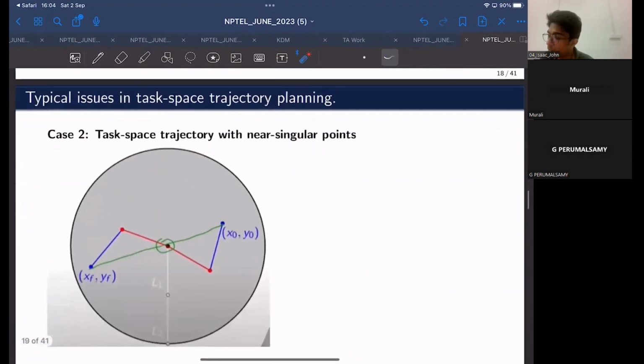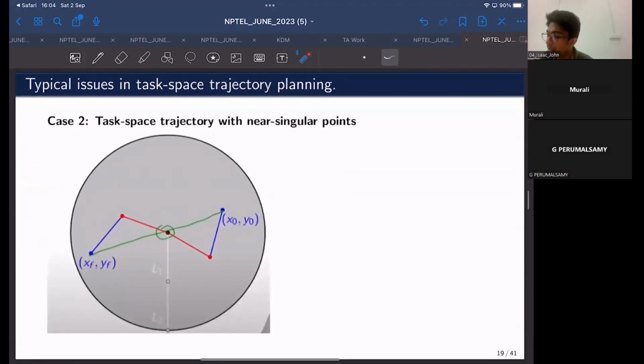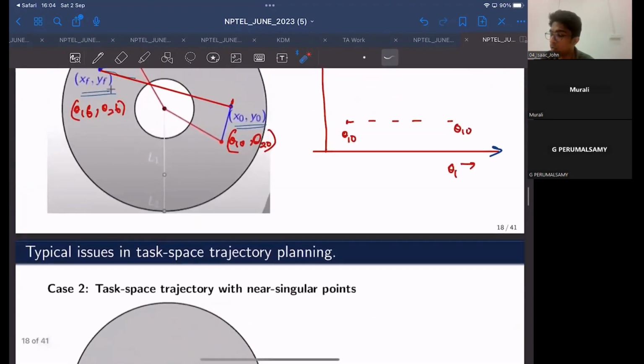And case 2, the task space with near singular points. So this is another example. As opposed to this case, in this case the 2R manipulator has unequal lengths. So this link length is larger than this link length.